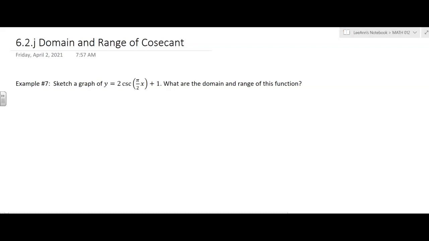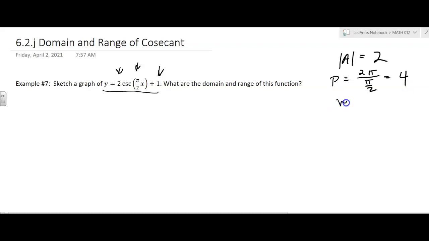Okay, so they want us to sketch this graph. And so it looks like we have a stretch factor, and we have a change in the period, no phase shift this time, and then the whole thing's going to have a vertical shift up 1. Okay, so the absolute value of A is going to be 2, so that's going to be the stretch. And then the period's going to be 2 pi divided by pi over 2, which is going to be 4.